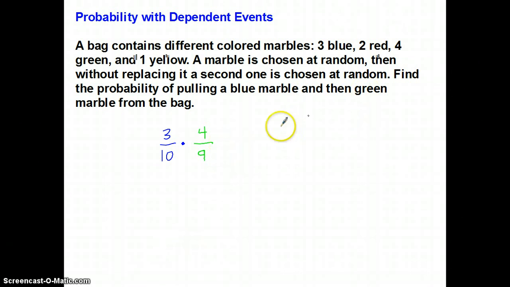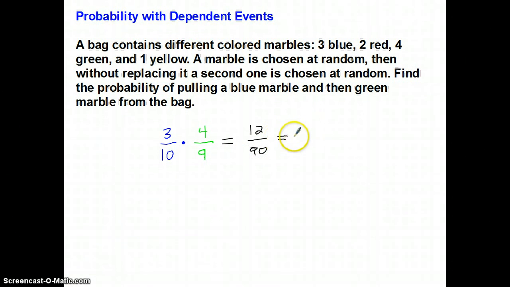And if we multiply these two probabilities together, then we have a 12 out of 90 chance there. And 12 out of 90 then will reduce to 6 out of 45. And we could reduce that more, right? So we have a 2 out of 15 chance there. All right, let's look at another dependent problem.